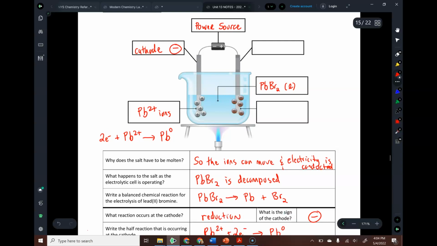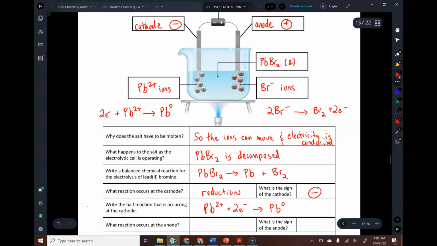On the anion side of the electrochemical cell, by process of elimination, that must be the anode. The negative ions are attracted to it, so those Br minus ions. This must be a positively charged electrode if the anions are attracted to it. And what we have going on here is Br minus becoming Br2. So let's balance that up. We need 2 bromide ions plus 2 electrons. This is representing the oxidation of bromide ions into bromine.